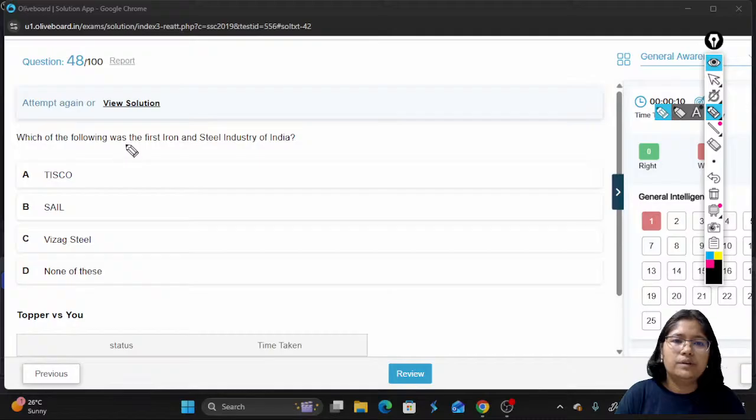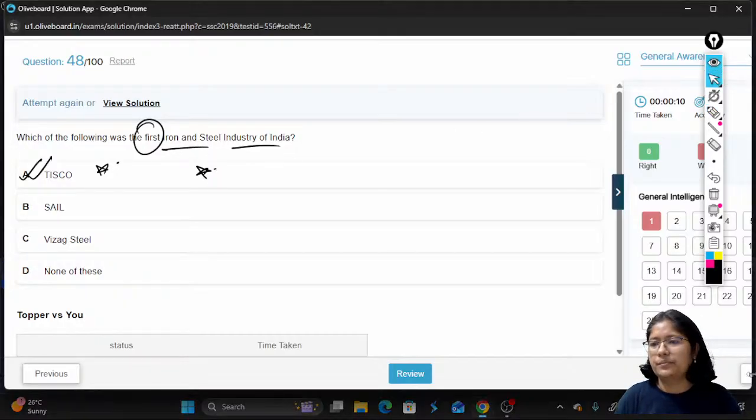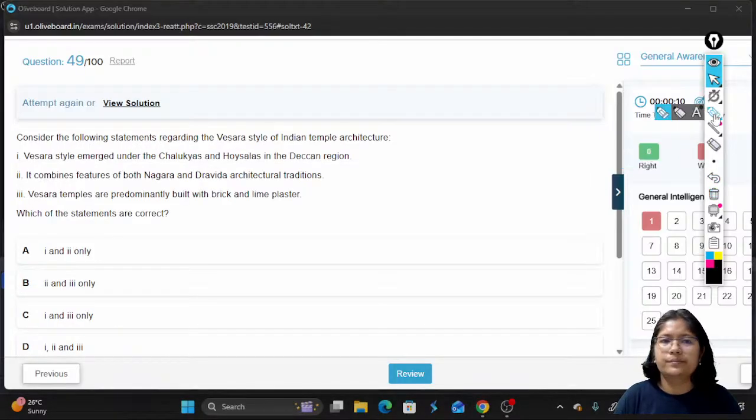Which of the following was the first iron and steel industry of India? In the 5-year plans also we have seen that TISCO was the first iron and steel industry in India. Next question.